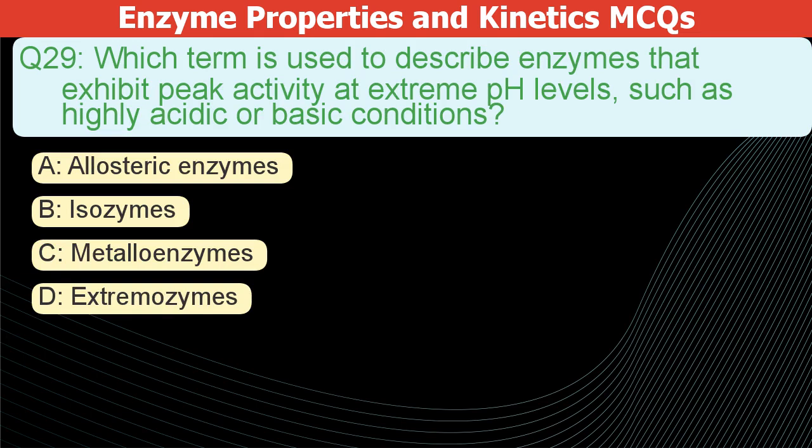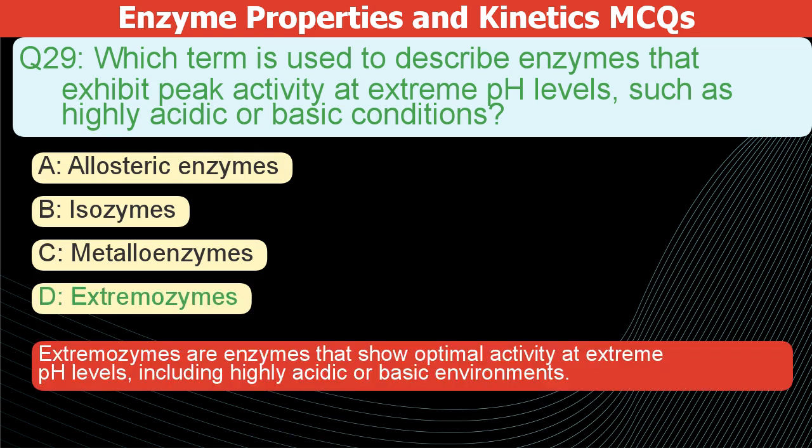Which term describes enzymes working best at extreme, very acidic or basic, pH levels? A. Allosteric enzymes. B. Isozymes. C. Metalloenzymes. D. Extremozymes. The correct answer is D. Extremozymes are enzymes that show optimal activity at extreme pH levels, including highly acidic or basic environments.